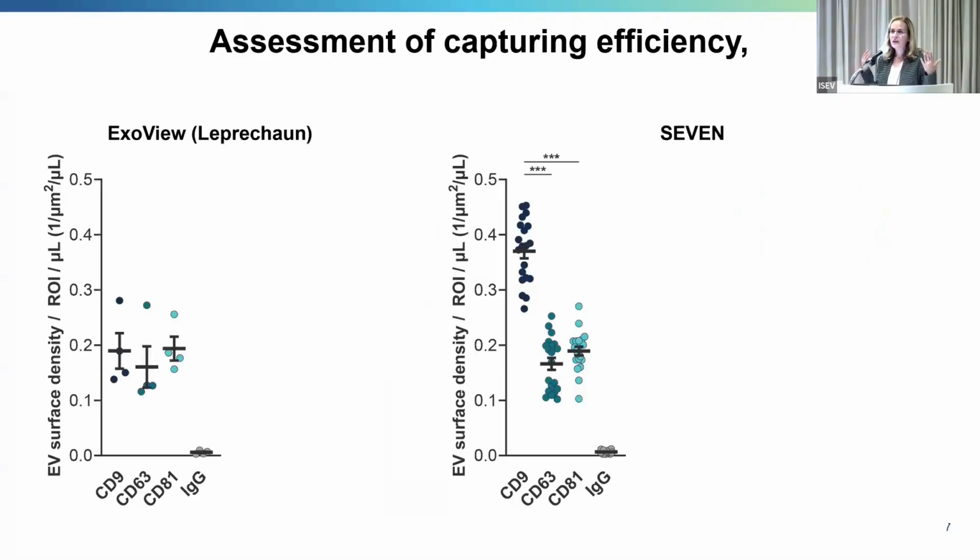And here is an example where we compared ExoView and 7. What are the things that we care about? Well, we actually do have to care about capturing efficiency. Do we capture enough EVs? Because that means, are we sampling well? And two methods do pretty well, right?